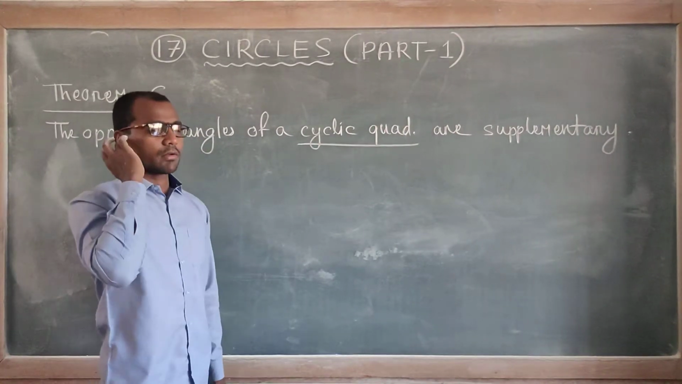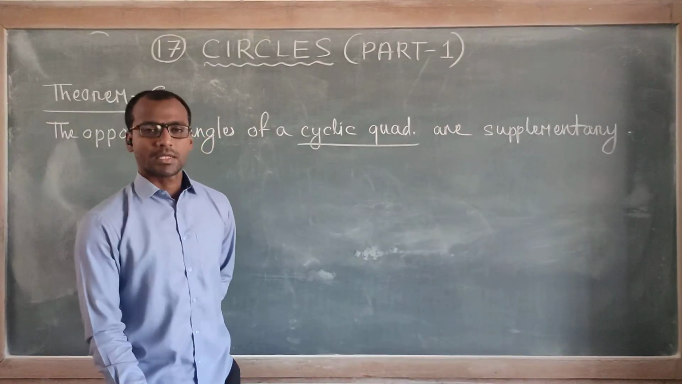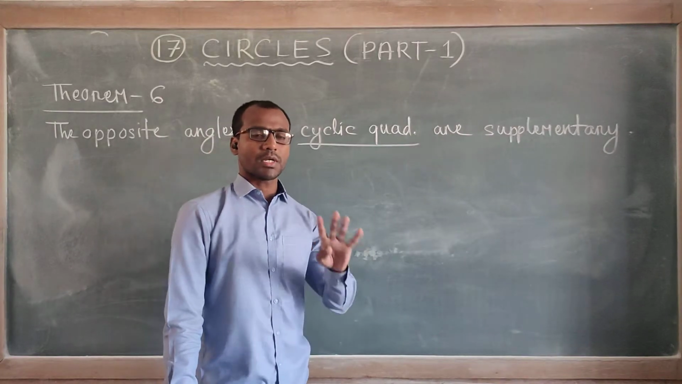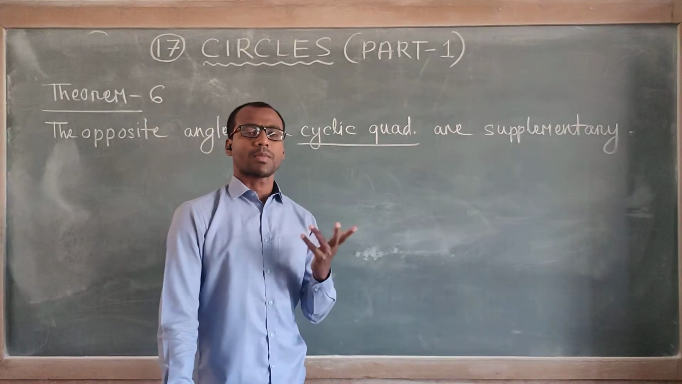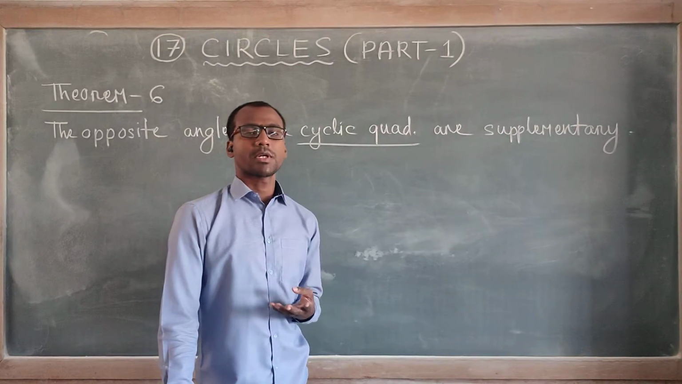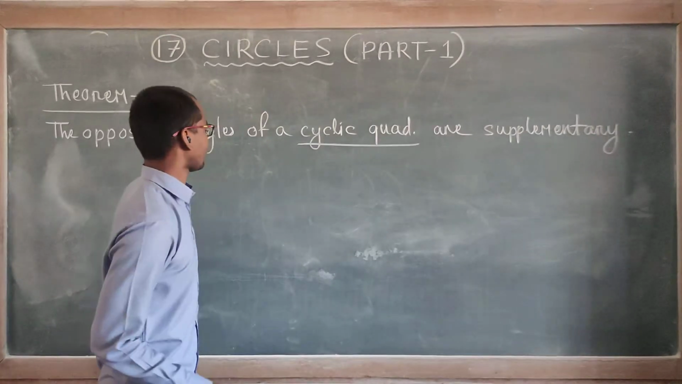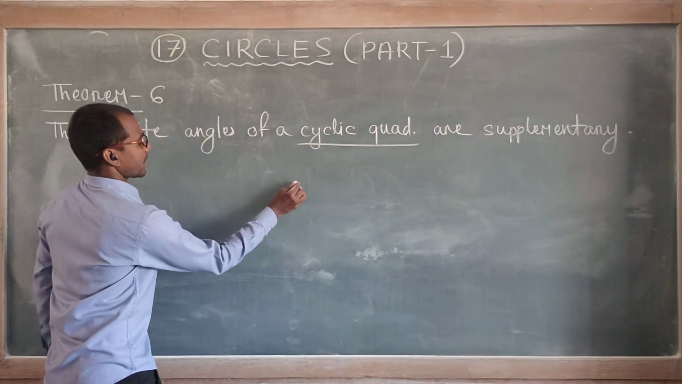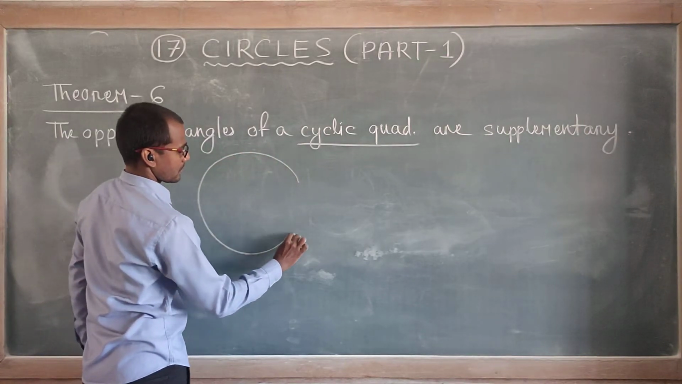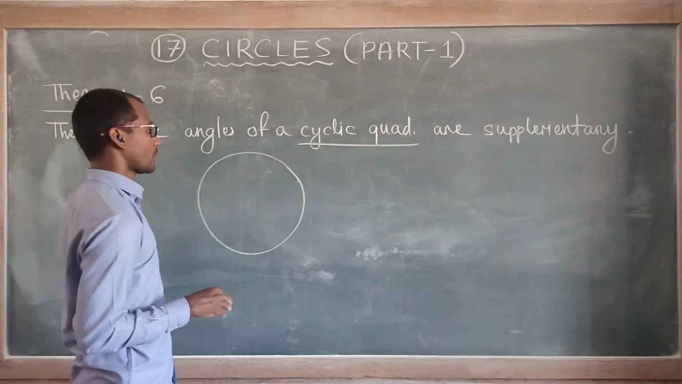Now, what is cyclic quadrilateral? I had already explained in class 9 circles. A cyclic quadrilateral is one whose all the 4 vertices lie on the circumference of a circle. Okay, means if a circle passes through all the vertices of a quadrilateral, then we say that that quadrilateral is cyclic. Okay, so let us draw a cyclic quadrilateral. First draw a circle.